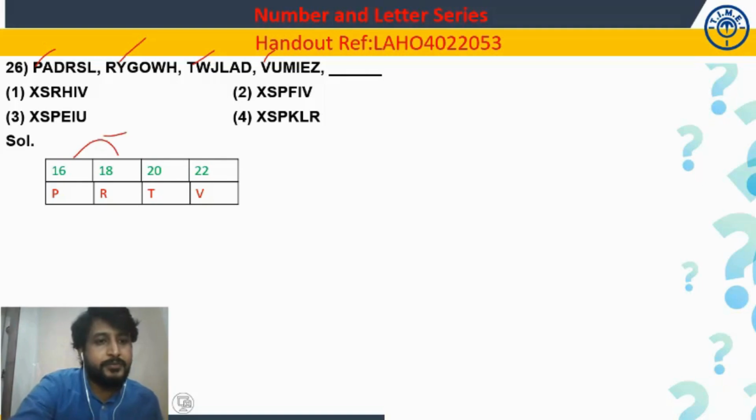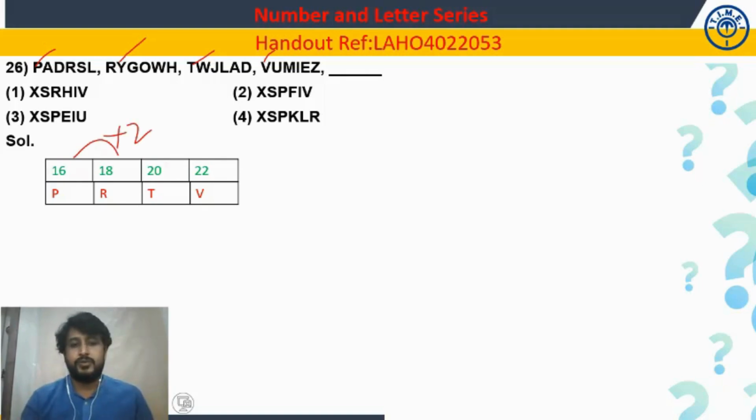And the logic is plus 2. 16 plus 2, 18 plus 2, 20 plus 2, 22. So next will be 22 plus 2, 24. And place value 24 is X. Almost all the options are with X, so we cannot decide our answer.